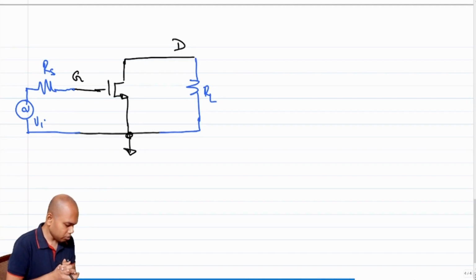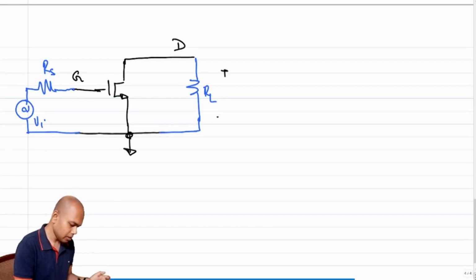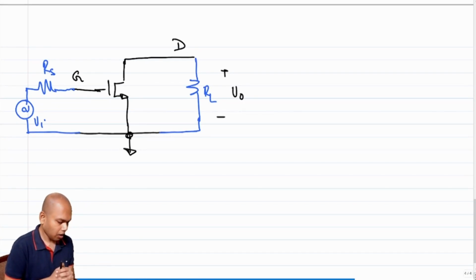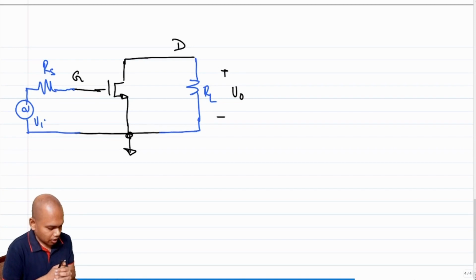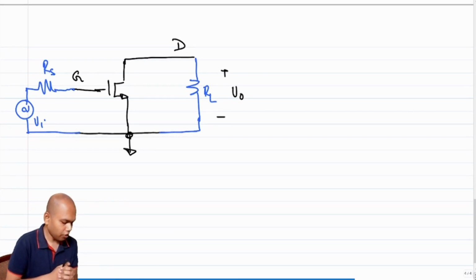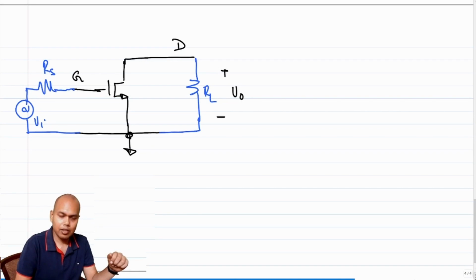So what I would request you to do is to take a moment and tell me what will be V0 over Vi, or what will be the procedure that we should follow in order to figure out what will be V0 over Vi, right?